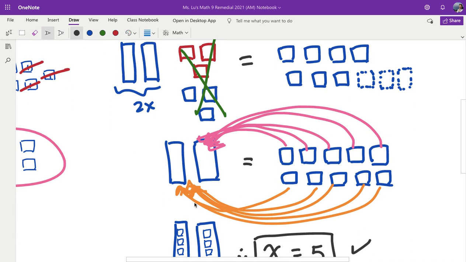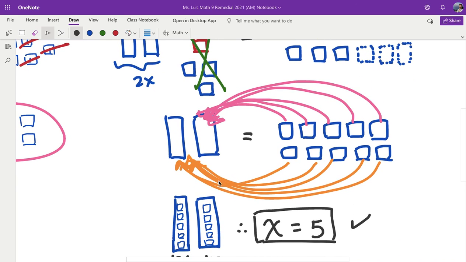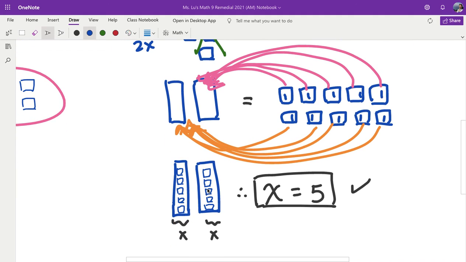So now we're just going to simply fit these counters, which are represented by positive 1s. We're going to take all these positive 1s and squeeze them into your variable. So now your variable x is actually 5. Okay, so there it is, guys.